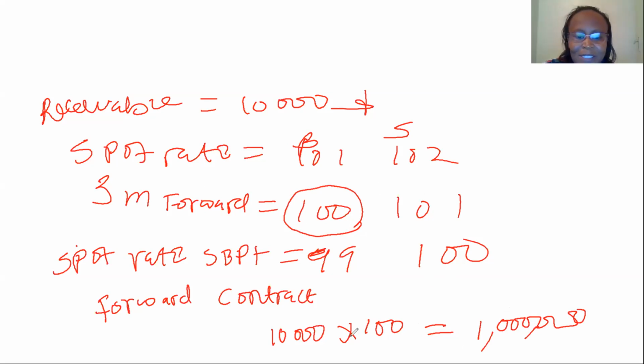Now let's assume you don't take the hedging and decide that I will not take the hedging. I will wait for that day to come. Then I will just change my currency at the prevailing rate. That is when you take the forward contract.